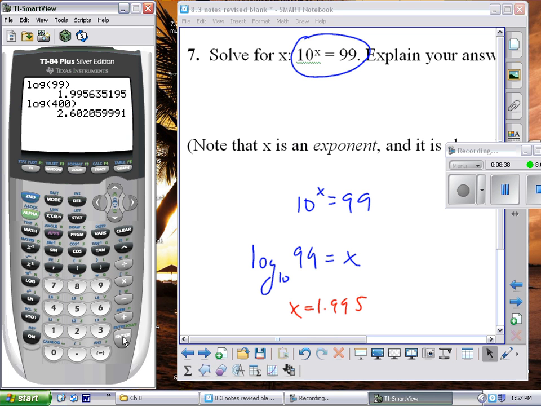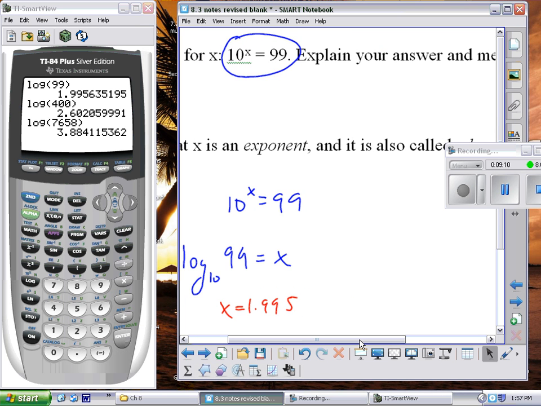Okay, let's think of 7,658. Wait a minute, I have to hit log first though. So log of 7,658. Basically, before I hit that button, I should say 10 to the third is 1,000, 10 to the fourth is 10,000, so 3.88. Okay, so 10 to the 3.88 is 7,658. That's what that statement says.